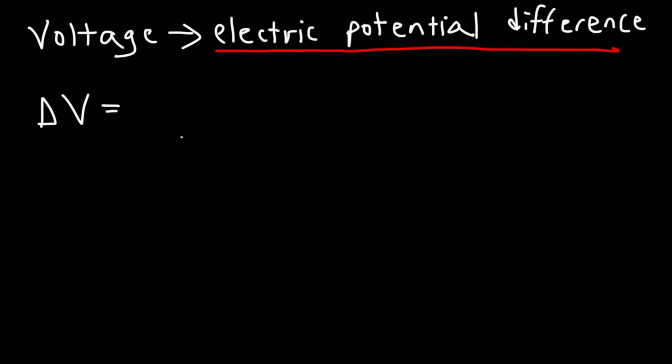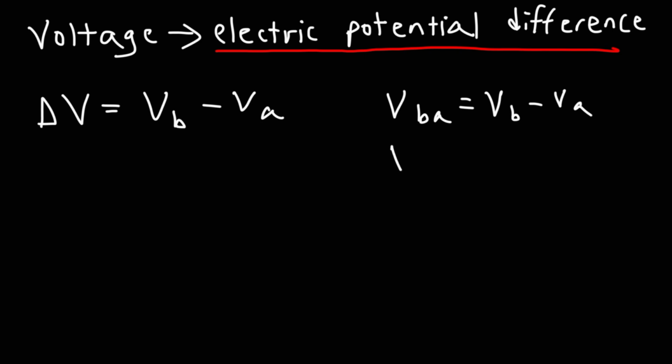So voltage would be the difference between the potential at B and the potential at A. So you can write it this way. If you were to see VBA, that means VB minus VA. If you were to see VAB, that means the difference in the potential at A minus the potential at B.